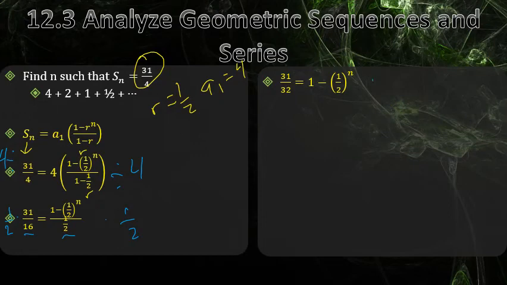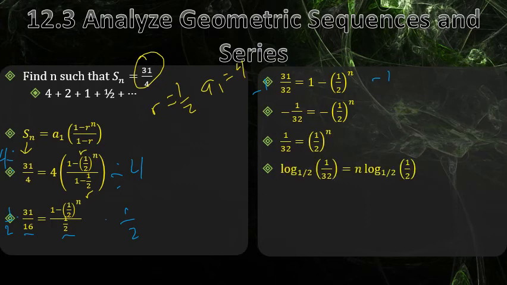Oh, probably subtract 1. So 31 over 32 minus 1 would be negative 1 over 32. Divide by the negative. Oh, wait, how do I get the n out of there? Logarithms. The base here of the n was 1/2, so I'm going to do the log base 1/2 of both sides.